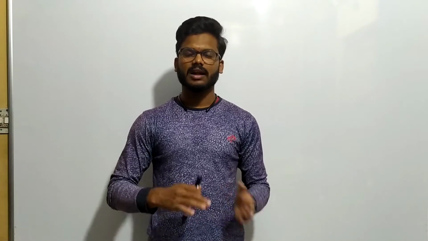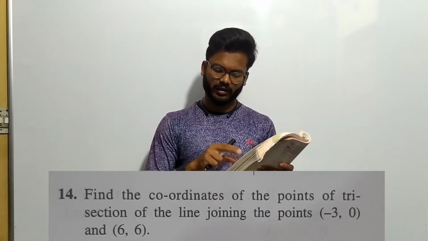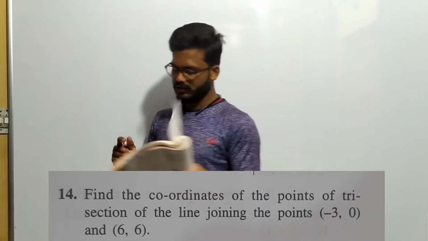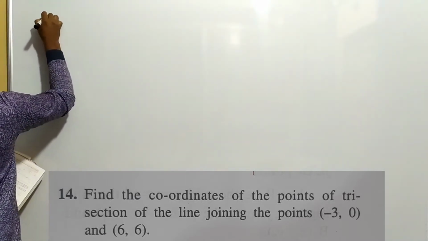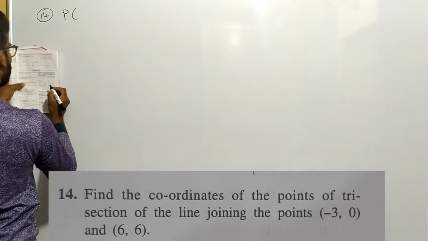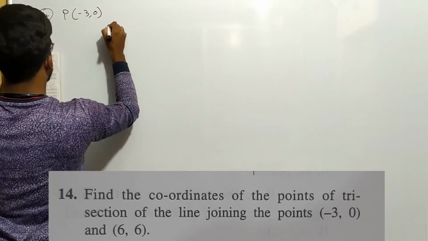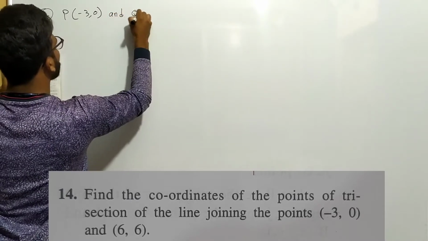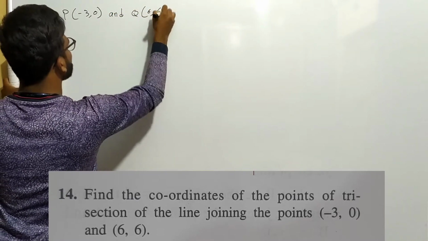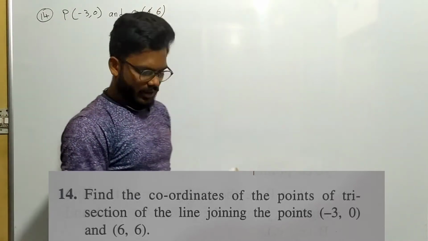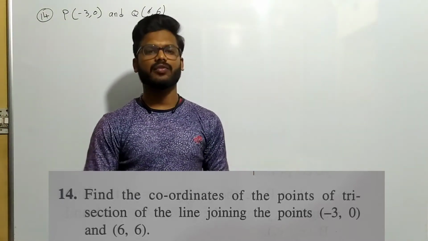In this session, let us see some problems based on points of trisection and also section formula. See first problem: find the coordinates of the points of trisection of the line segment joining the points P(-3, 0) and Q(6, 6). We have to find the coordinates of the points of trisection.